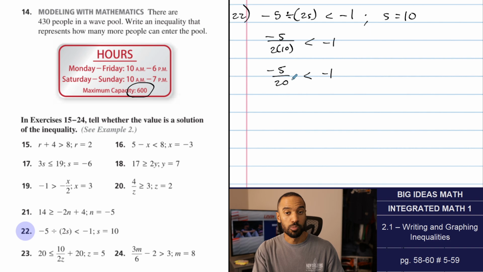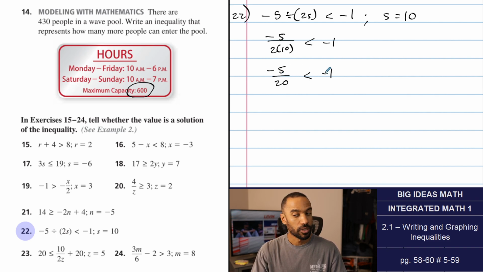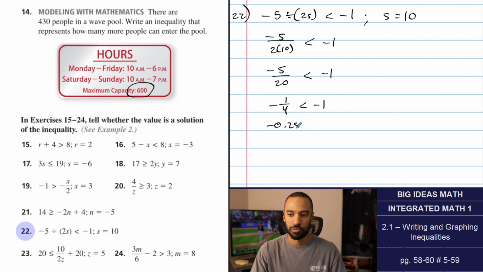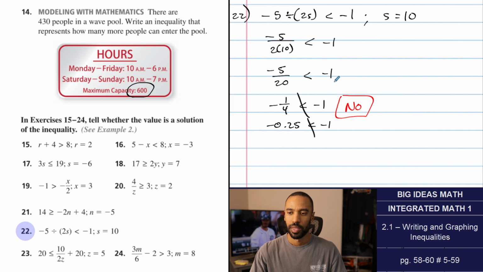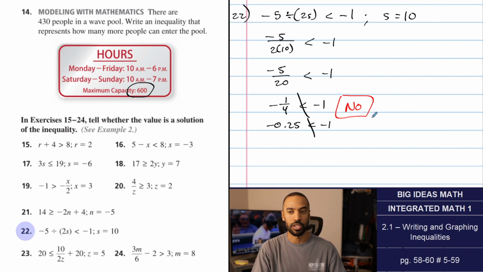Now, how does a smaller negative number compare to a larger negative number, right? Anyway, that's negative 1/4 or negative 0.25. Negative 0.25. So, how does a smaller negative number compare to a larger negative number? This should be bigger than that, but they say less than. So that's not true here. This is a no for number 22. If you need to go back to the number line for that, you can.